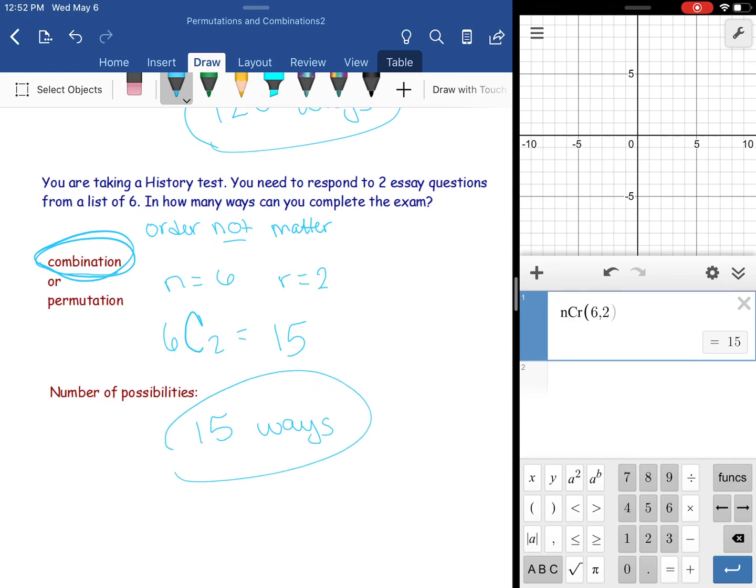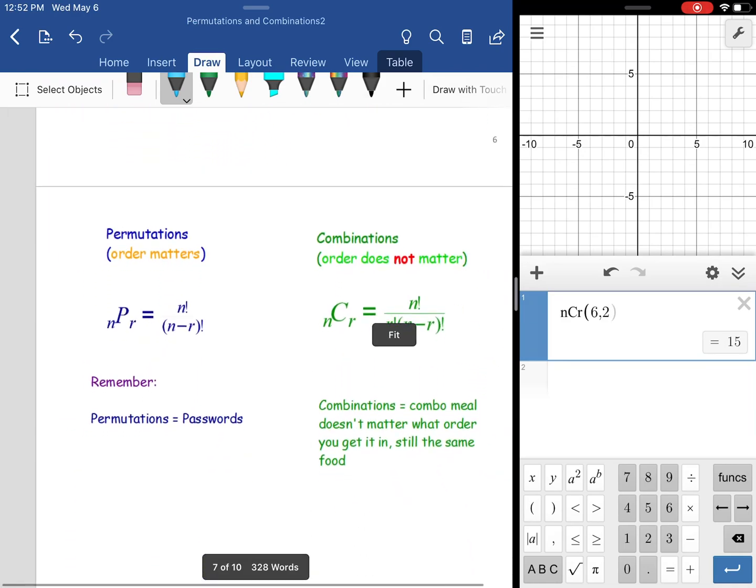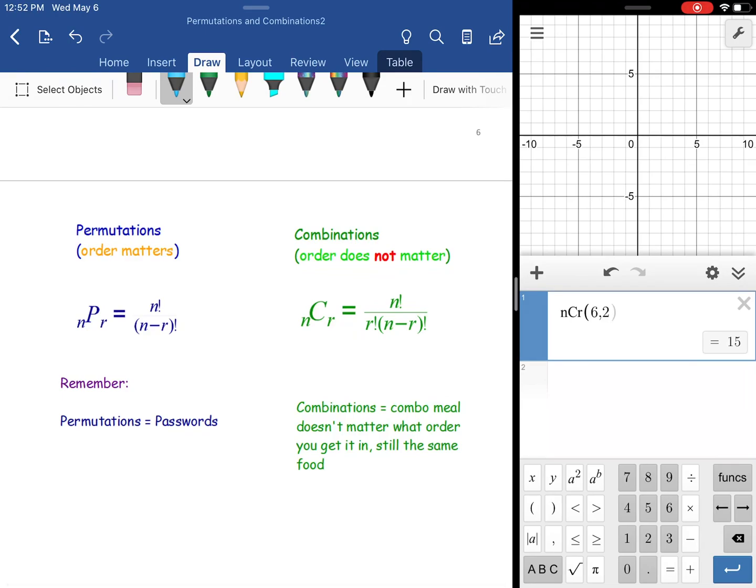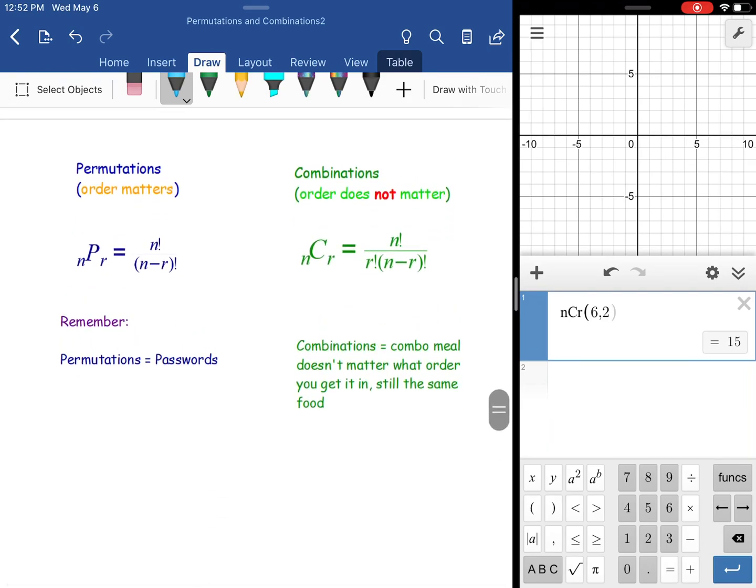That's a lot of ways. So this is our combinations and our permutations. All we're doing is figuring out the number of ways something can happen. And the main thing you want to remember is that for permutations, they're like passwords, order matters. Combinations, it's just that particular combo or group of items, and the order does not matter whatsoever.